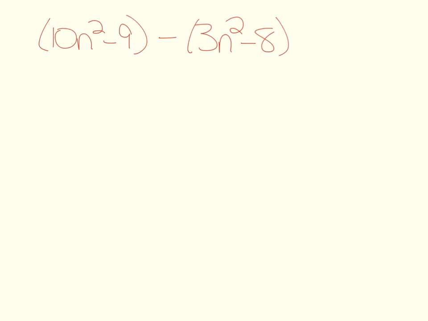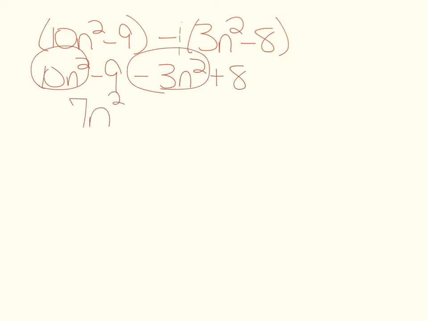Subtraction is very similar, except for the fact when you subtract a polynomial, that's a minus outside that parenthesis, so you have to distribute that negative 1 first. You have to change the sign of the second polynomial. So this becomes 10n squared minus 9 minus 3n squared, and then I change the negative 8 to a positive 8. So you change the sign of the second polynomial, then you do the same thing. I have 10n squared minus 3n squared. That's 7n squared. I have minus 9 plus 8. That's minus 1. So when I subtracted those two polynomials, that's what I get.